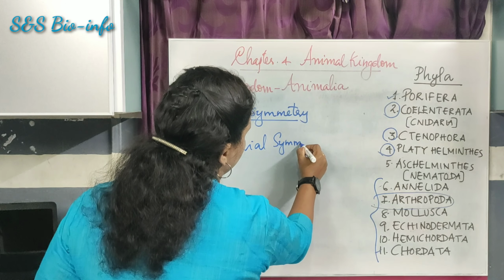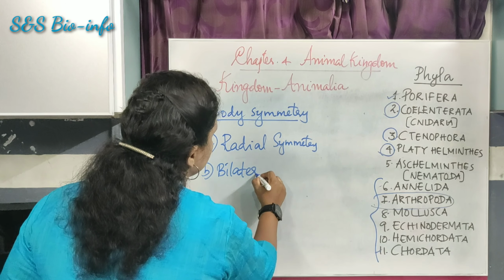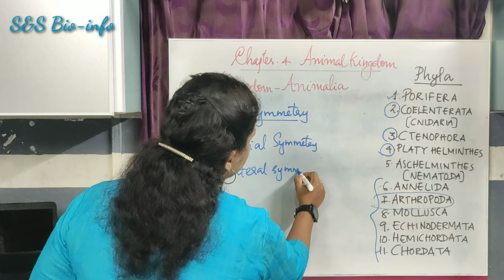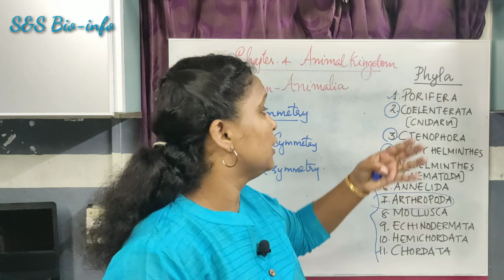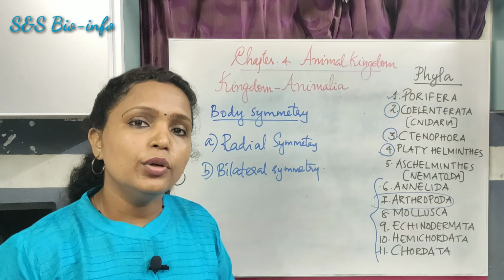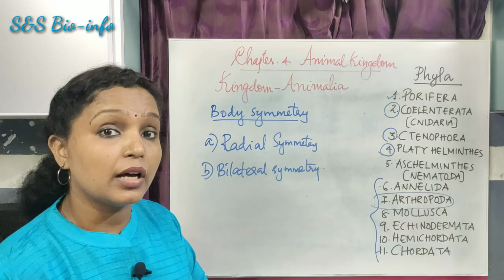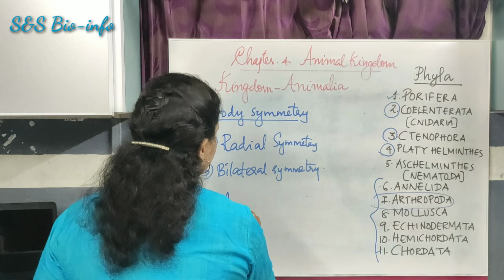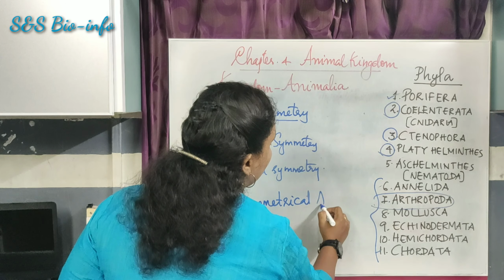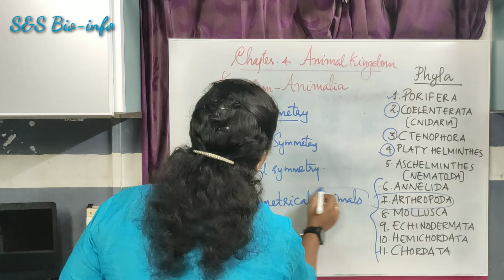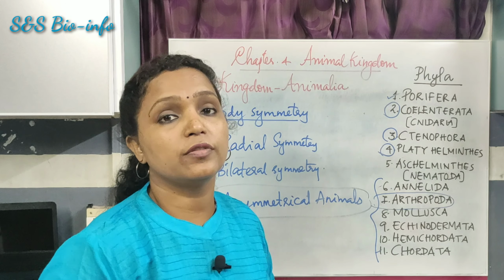Some animals like sponges, the animals that belong to the phylum Porifera, do not exhibit any kind of these symmetries. So such animals are known as asymmetrical animals. Asymmetrical means absence of symmetry. Body cannot be divided into two identical halves. Such animals are sponges. It belongs to the phylum Porifera.